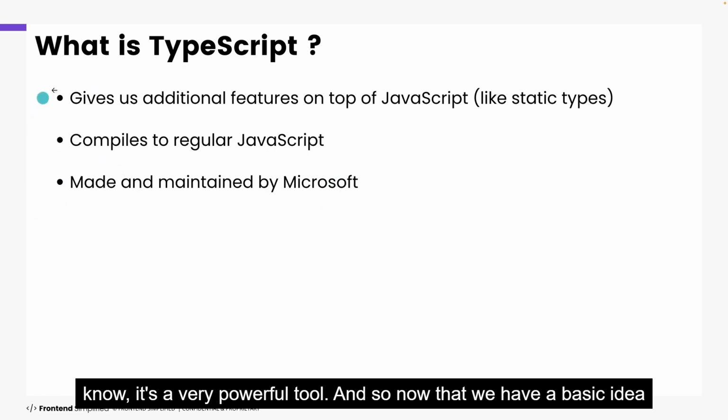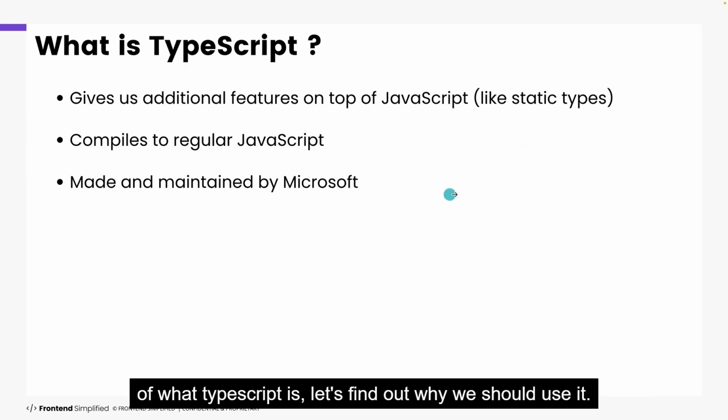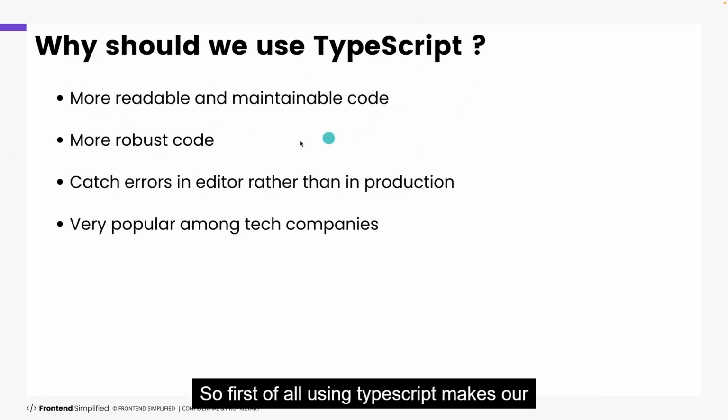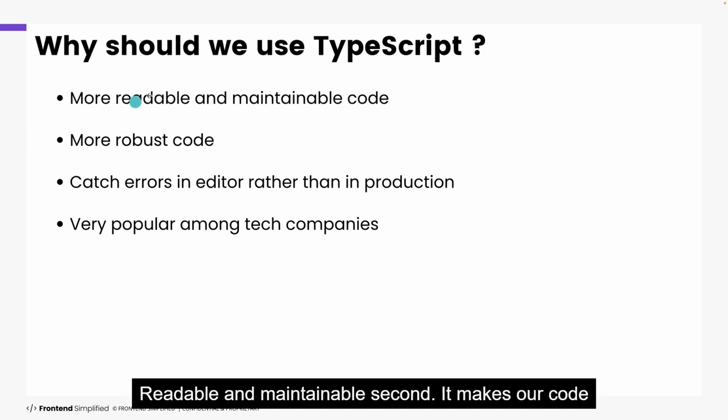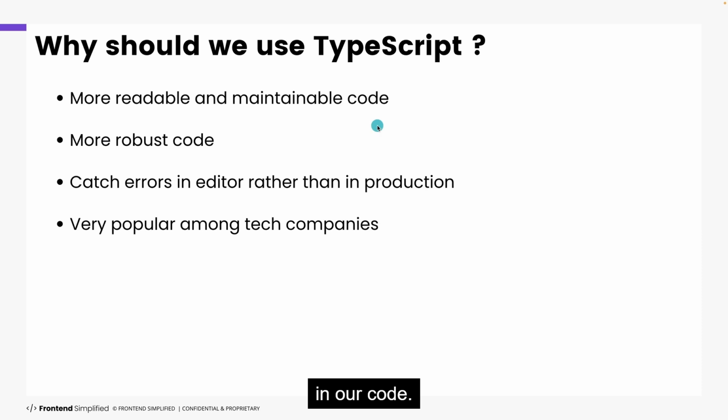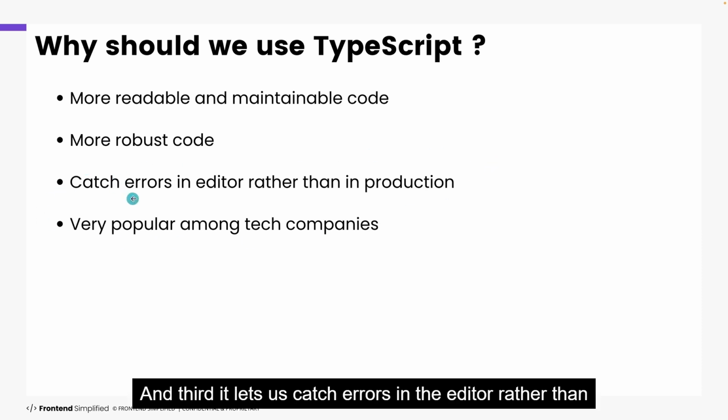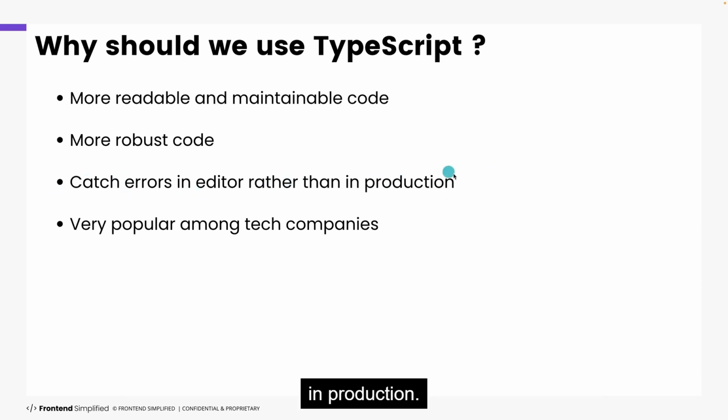And so now that we have a basic idea of what TypeScript is, let's find out why we should use it. So first of all, using TypeScript makes our code more readable and maintainable. Second, it makes our code more robust. This basically means that there's less bugs in our code. And third, it lets us catch errors in the editor rather than in production.